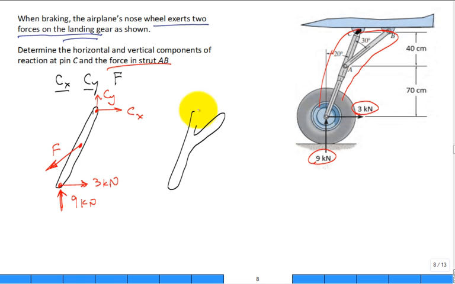And they would have over here CX, CY, F, and 3 kilonewton and 9 kilonewton. That would work as well. But you don't need to have 2 of them, right? You just need 1 for a good free body diagram. Okay? So this one we will not use, but it could be used. So let me just erase it.